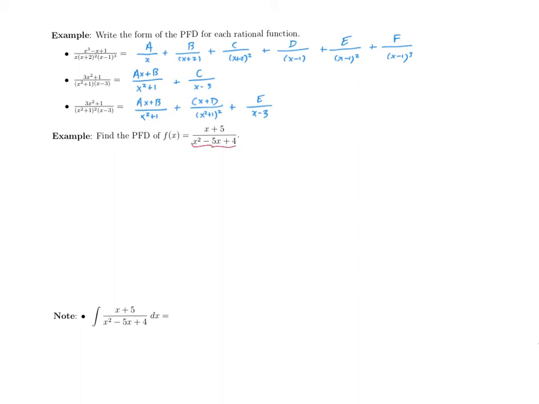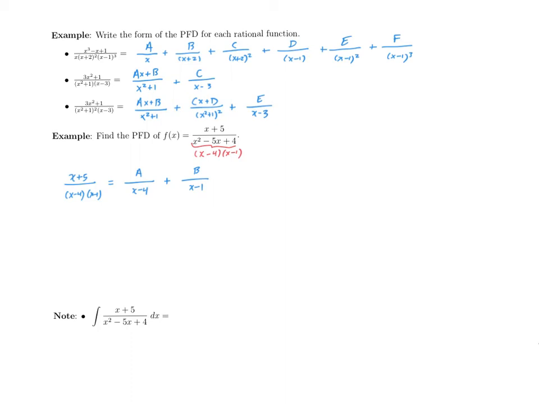X squared minus 5x plus 4 very quickly factors into x minus 4, x minus 1. The form of this partial fraction decomposition is going to contain two terms. There will be one term corresponding to each of these linear factors. So an x minus 4 and an x minus 1. We balance a linear term out with a single constant. This is what we would refer to as being the form of the partial fraction decomposition.